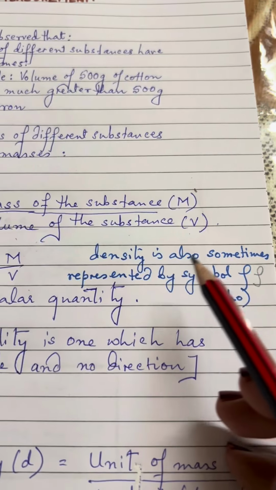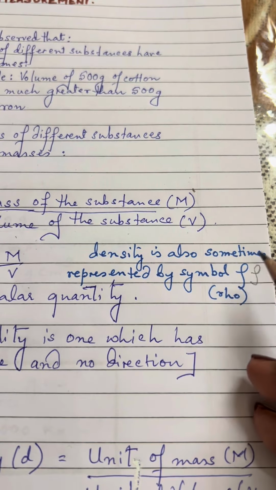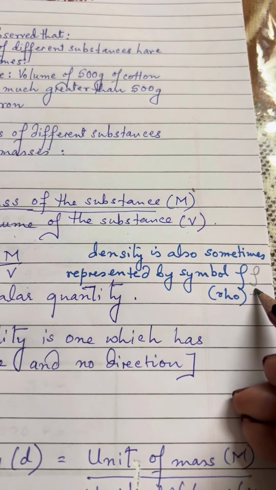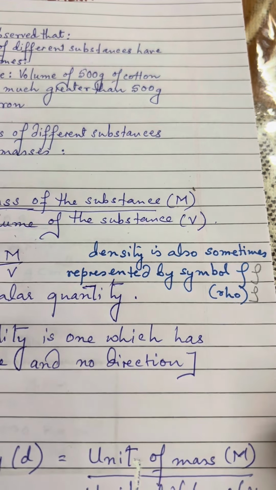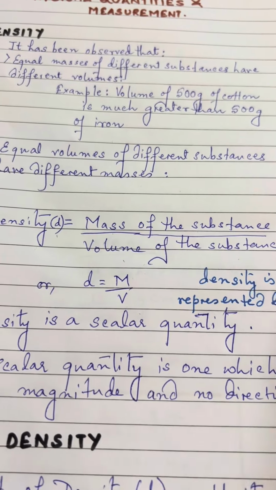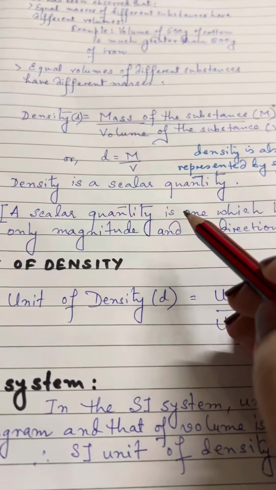Density can also be sometimes represented by the symbol rho. This is how we write the symbol rho. I shall write it once again for you children. This is the symbol. So, instead of writing d, you may write the symbol rho. Density is a scalar quantity.